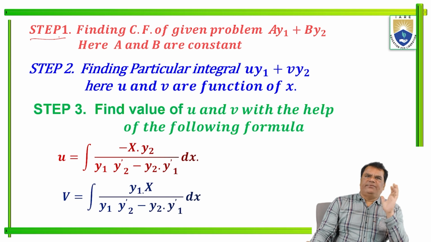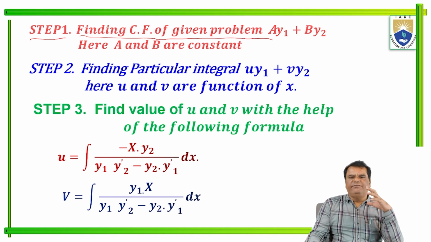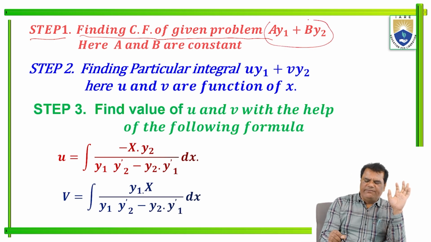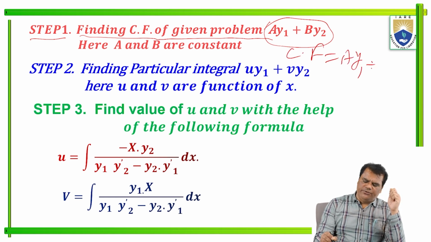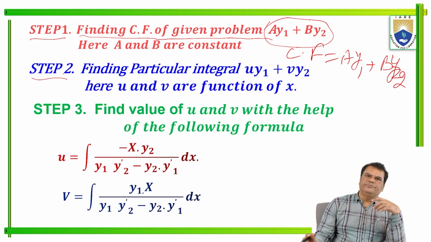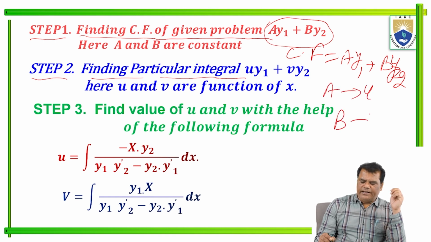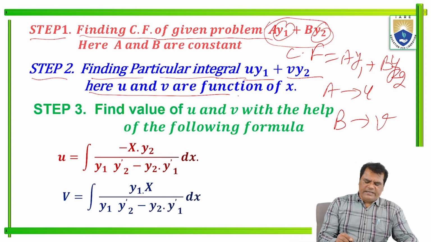So, step 1. What is step 1? Step 1, finding the complementary function of the given problem. First of all, whatever method we apply in our question, we will first find the complementary function. So the complementary function is a y1 plus b y2. This is the CF. Step 2, finding the particular integral. A converts into u and B converts into v. The solutions are no change. So u y1 plus v y2. This is the particular integral. Here u and v are some functions of x.